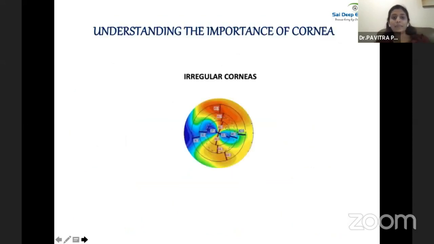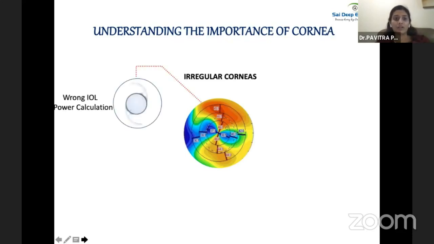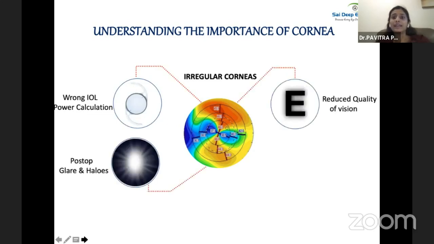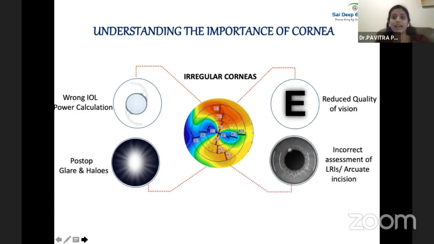Therefore, understanding the importance of the cornea before planning any IOL calculation is of utmost value, because an irregular cornea will lead to wrong IOL power calculation, it can result in postoperative glare or halos, it can also cause reduced quality of vision because of induced aberrations, and can lead to incorrect assessment of LRIs or arcuate incisions.